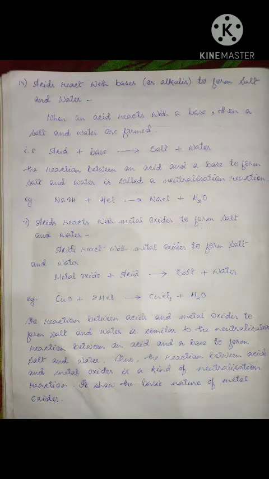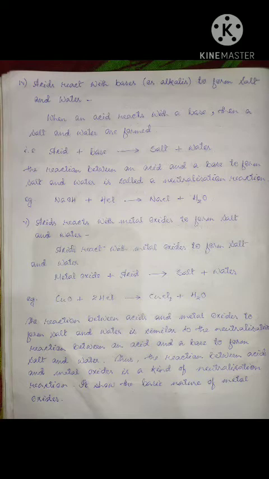When an acid reacts with a base, then a salt and water are formed. In short form, we can write acid plus base to form salt plus water. The reaction between an acid and a base to form salt and water is called a neutralization reaction. For example, sodium hydroxide plus hydrochloric acid. Sodium hydroxide is the base and hydrochloric acid is the acid, to form sodium chloride plus water. Sodium chloride is the salt.